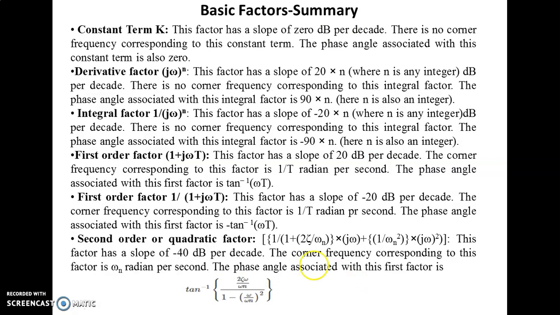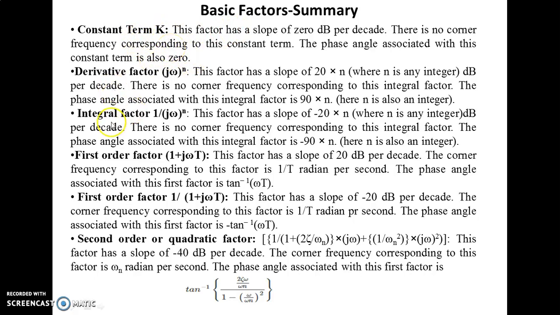Okay, so this is the summary of the basic factors, the key factors we have taken. First, we have taken the constant term. It has a slope of 0 dB per decade, with no corner frequency for the constant. So the phase angle is also 0.